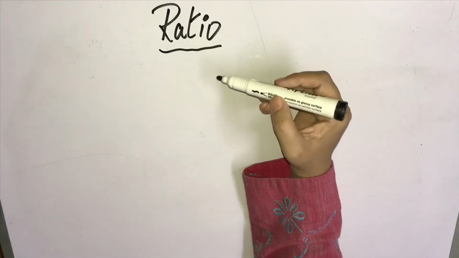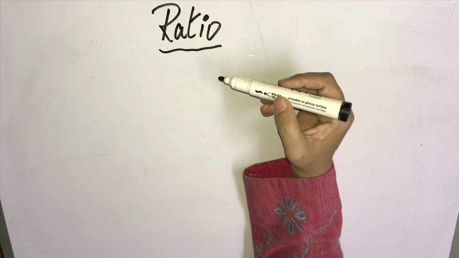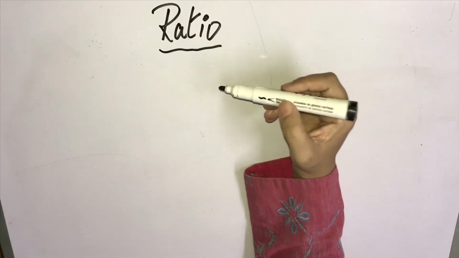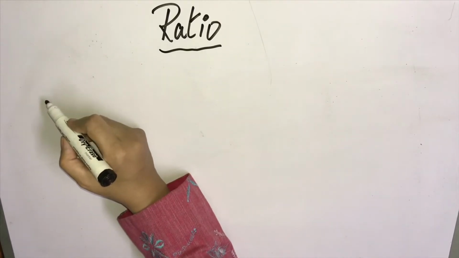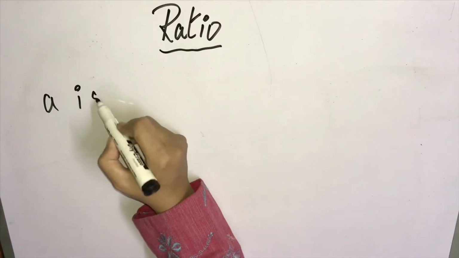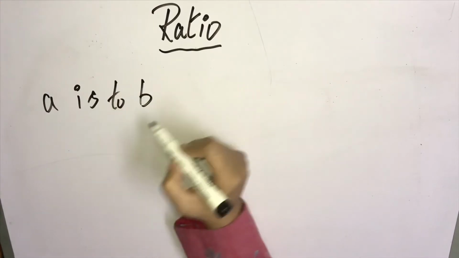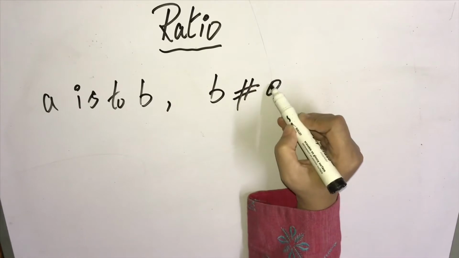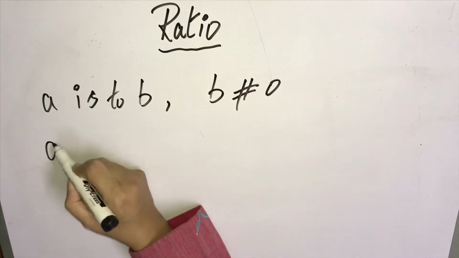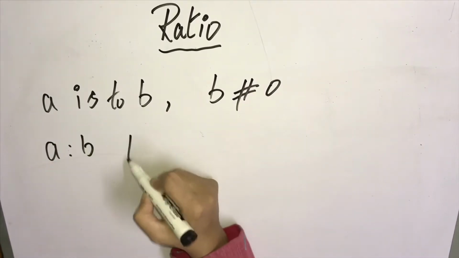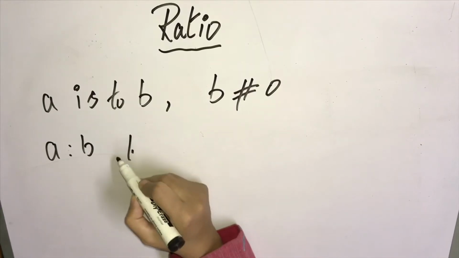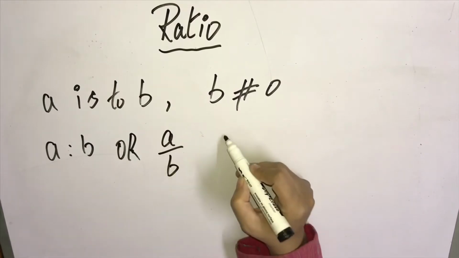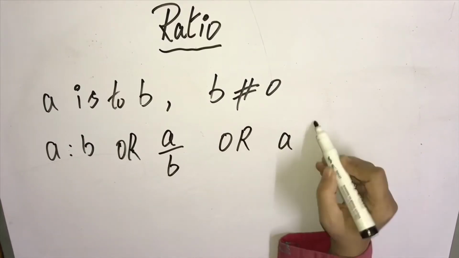The topic for today is ratio. Ratio is comparison of like quantities measured in like units. For example, if we take A is to B, where A and B are two quantities, and the second quantity B should not be equal to 0, the ratio may be written as A colon B or A divided by B or A to B.